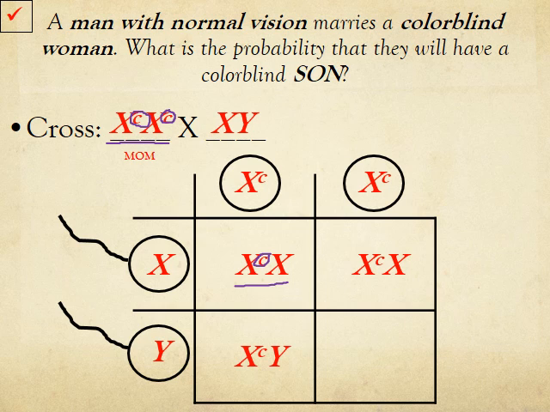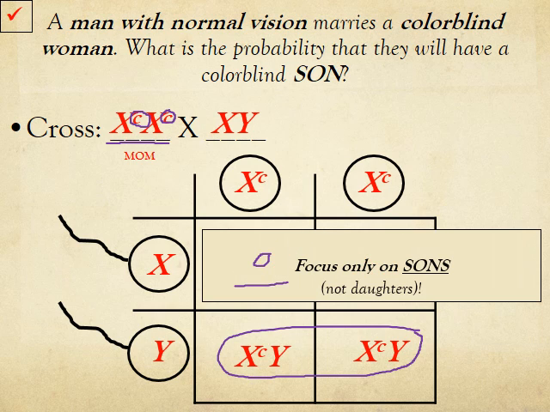In our third block, we would get XCY, resulting in a colorblind male. And our other option would also be XCY, resulting in a colorblind male. So what's the probability that they'll have a colorblind son? In this case, we're only looking at the sons. So we go ahead and focus only on our sons here. That means that no matter what, there's a 100% chance that the sons are going to be colorblind. 2 out of 2.